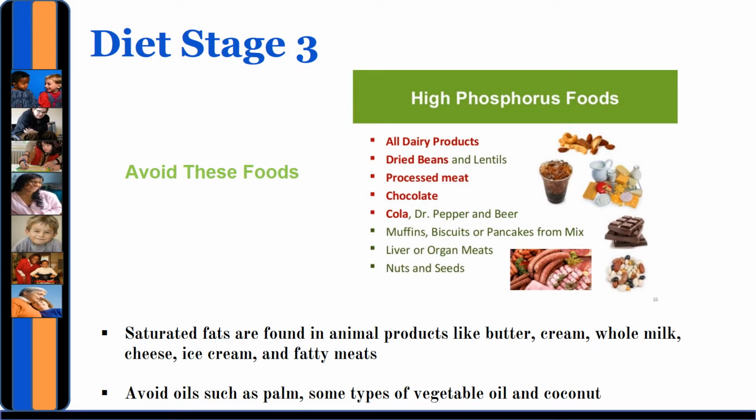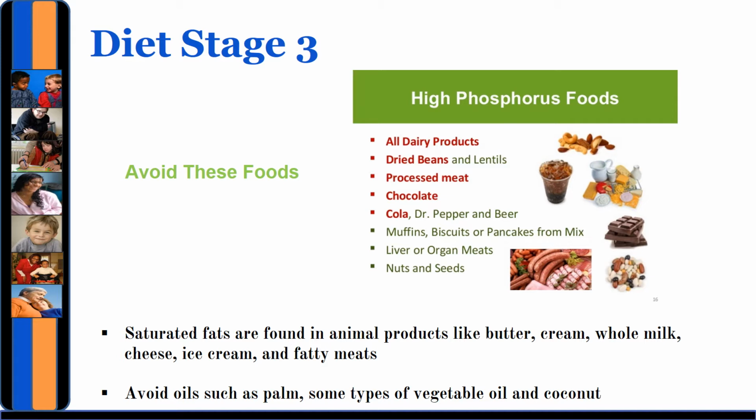It is recommended for someone with chronic kidney disease stage 3 to meet with a dietitian and ask their doctor for a copy of the recommended diet. Some things to avoid are high phosphorus foods. These include all dairy products, dried beans and lentils, processed meats, chocolate, cola, beer, muffins, biscuits, or pancakes from mix, liver or organ meats, nuts, and seeds.